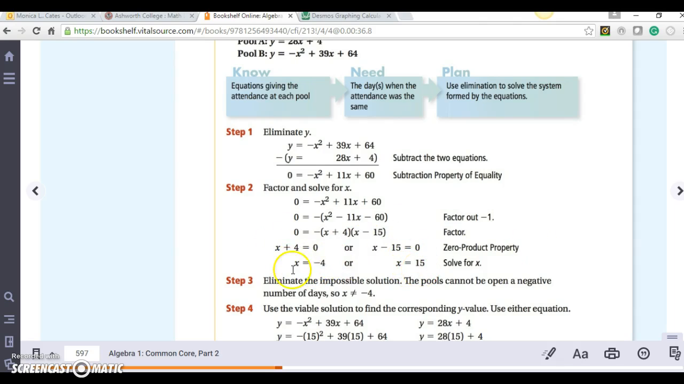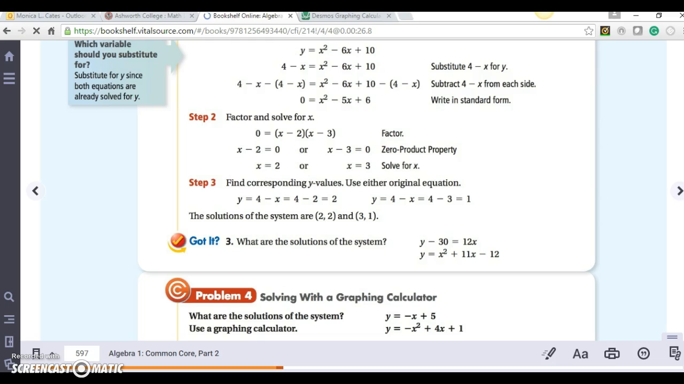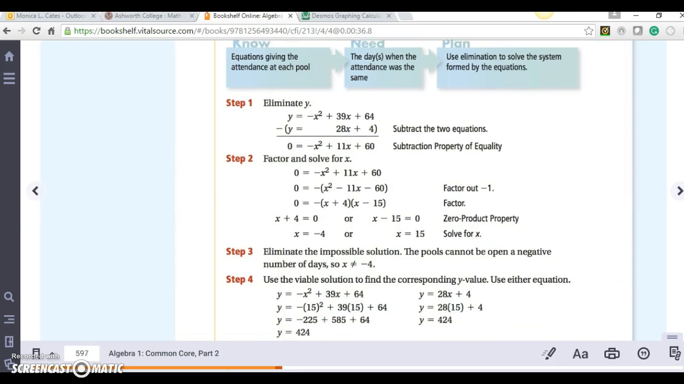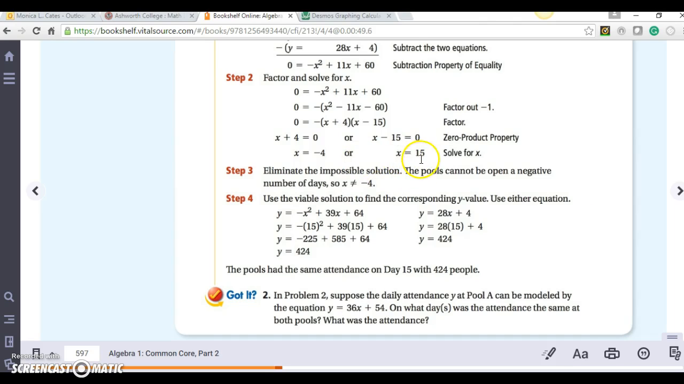We can't have a negative amount of days, so we're going to eliminate that one. And, oops, I'm so sorry. So that means I have x equals 15.